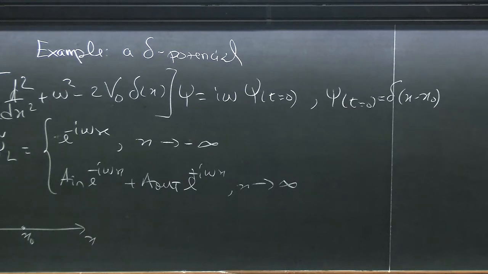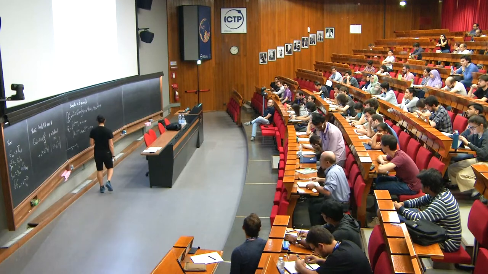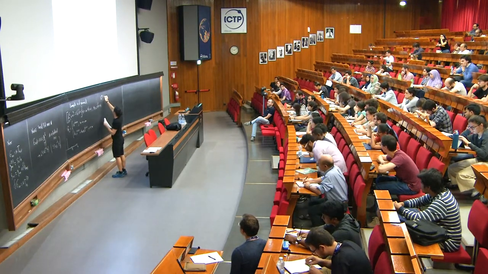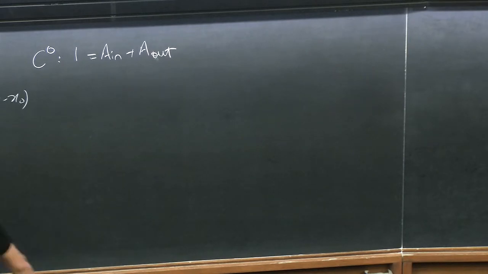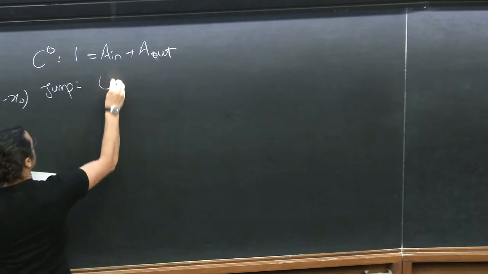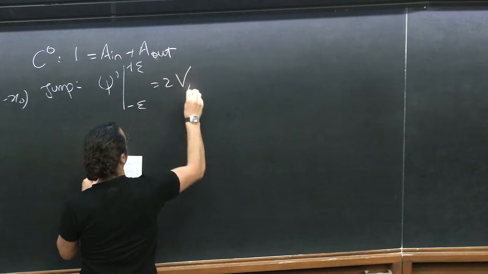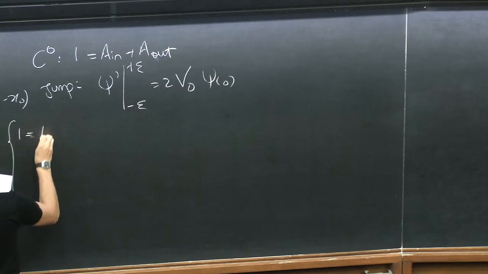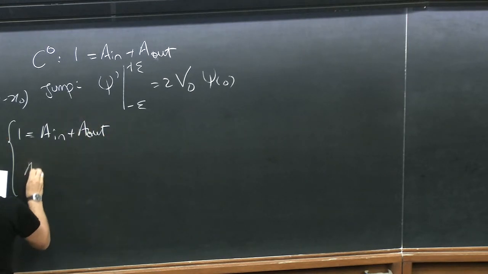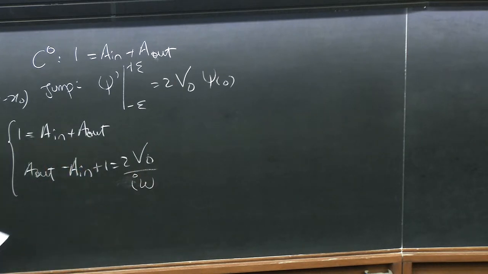The only thing I need to do now is require continuity of the wave function here and use this equation of motion to get the jump, okay? So if you demand continuity, then you find that 1 is equal to a_in plus a_out. This is because at x0, this has to be equal. And the jump, so you integrate across the delta function at x0, gives you psi prime between plus and minus epsilon, some small distance around 0, has to be 2 v0 psi at 0. Okay? So you find 1 is equal to a_in plus a_out, and a_out minus a_in plus 1 is equal to 2 v0 over i omega, okay?